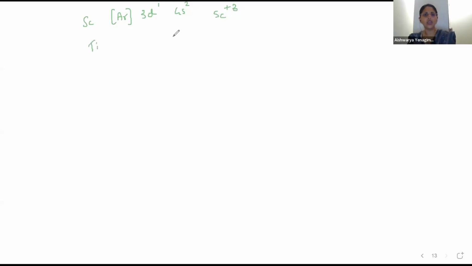Similarly, titanium is 3d2 4s2. It can lose 2 electrons and form the +2 oxidation state. It can lose 2 electrons from 4s and 1 from 3d and form the +3 oxidation state. It can lose 2 electrons from 4s and 2 from 3d and form the +4 oxidation state also. Are you getting this? Therefore, titanium is showing variable oxidation states.